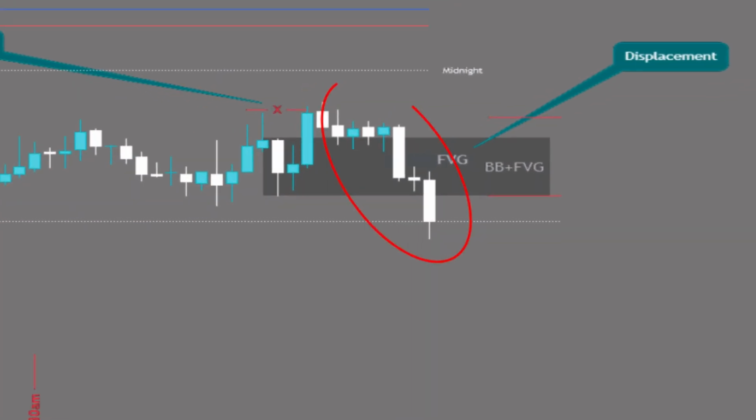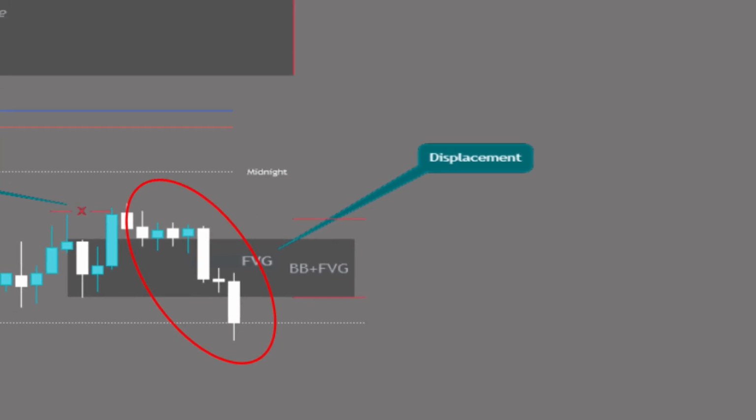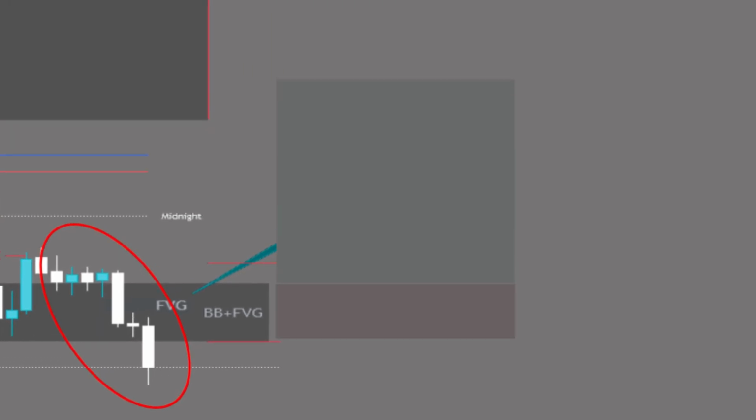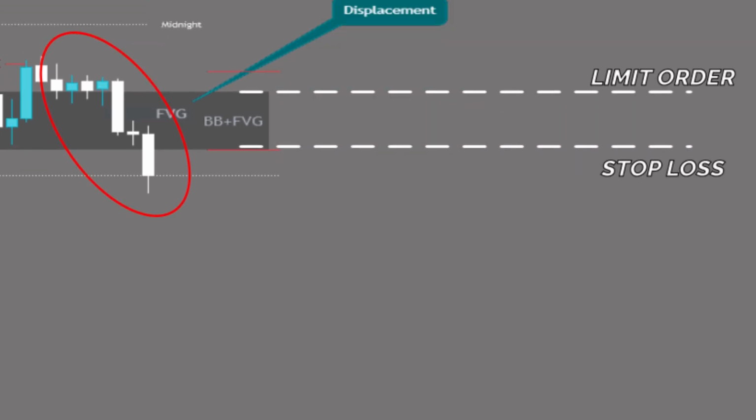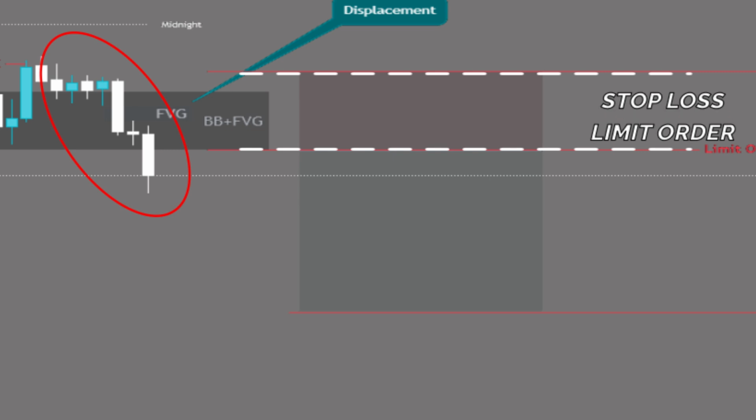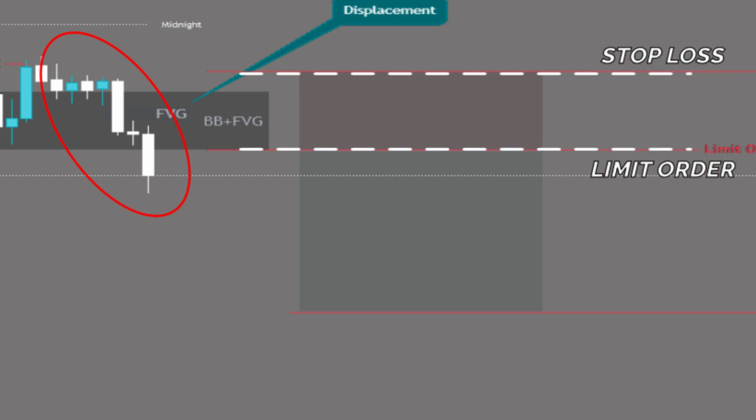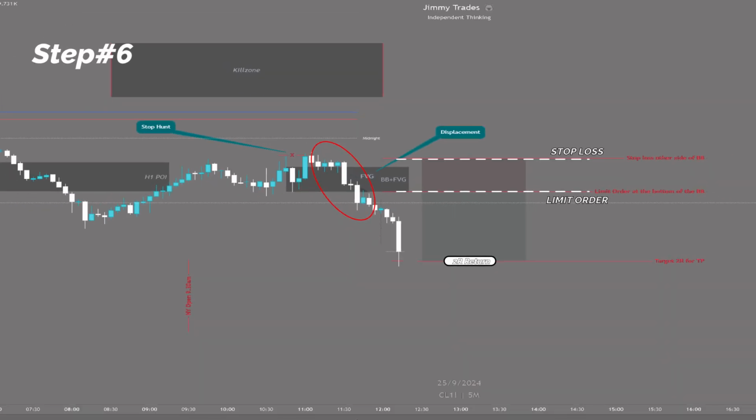Once we see displacement and a close through the breaker, we can enter the trade. For a long position, you'll set a limit order at the top of the breaker with your stop loss just below the breaker block. For a short, you'll do the opposite. Set the limit at the top of the breaker with the stop above. Our target, we're aiming for a clean 2R return. That's our reward to risk ratio, and we stick to it religiously.